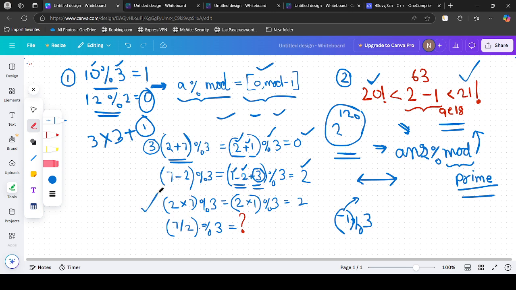And similarly the multiplication, (a mod m into b mod m) whole mod m, it is 2 here. And coming to division, 7 by 2 whole mod 3, let's discuss this after.